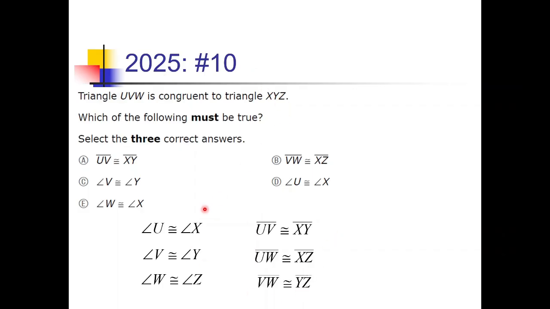So looking through our answer choices, let's see choice A, UV and XY. Are those on our list? They are. So we can use answer choice A. For B, VW and XZ, nope, XZ and UW go together. So choice B, we're not going to use that one. For choice C, we've got angles V and Y. Yep, that's on our list. Choice D, we've got U and X, also on our list. And that's 3, but just looking here, choice E, W and X, nope, W goes with Z. So that was choices A, C, and D that matched our list.